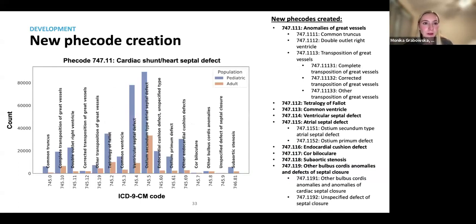Here we have examples of new phecode creation. As I mentioned, we looked at the intra-phecode ICD code distributions, and this is specifically for phecode 747.11, which represented cardiac shunt/heart septal defect. You can see how the ICD code counts differed between the pediatric and adult populations. You can also see what new phecodes our clinical team recommended that we create based on this distribution. For example, we created a new pediatric phecode to represent tetralogy of Fallot.